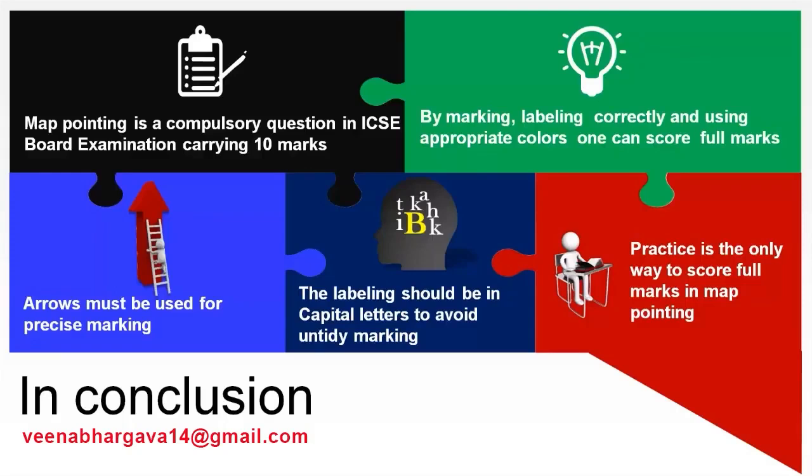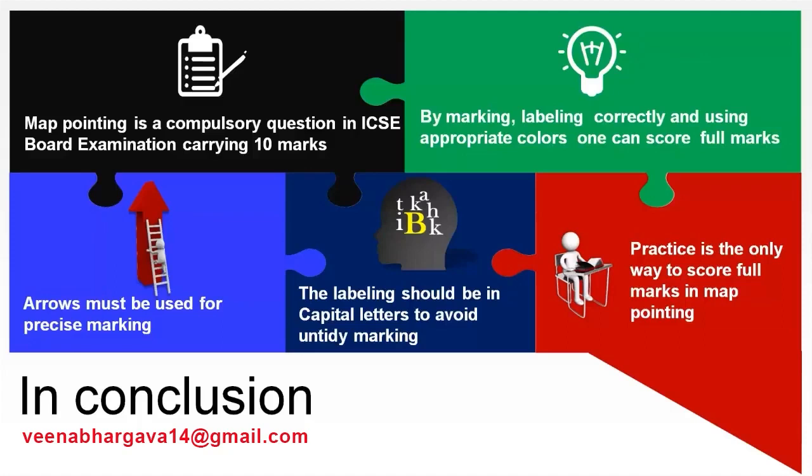Finally, a few points to remember. Since map pointing is a compulsory question, regular practice is the key to score full 10 marks. Use of arrows in correct direction is necessary for precise map pointing. Do draw the diagram of cardinal points north, south, east, west to mark correct direction. You must label in capital letters to avoid untidy marking.